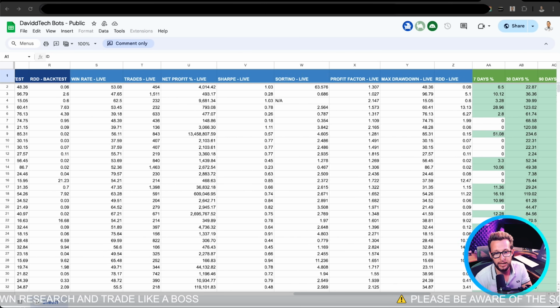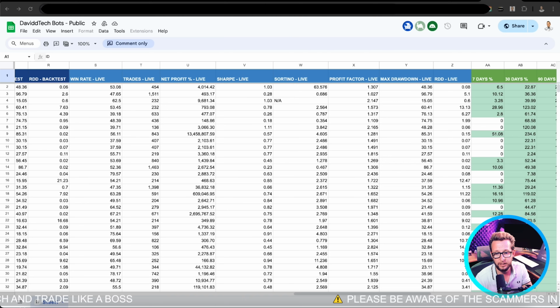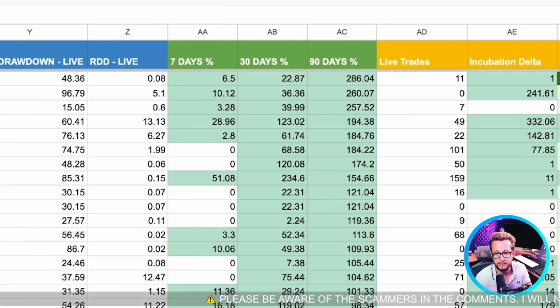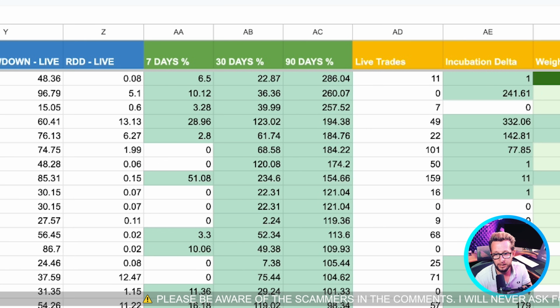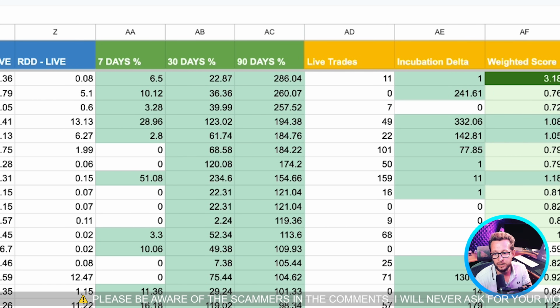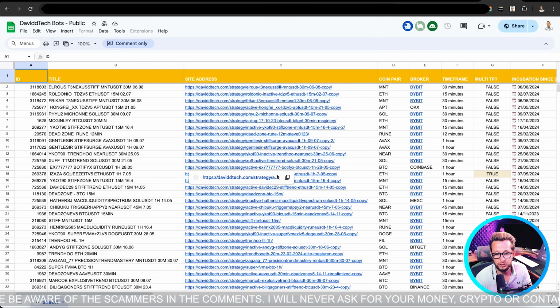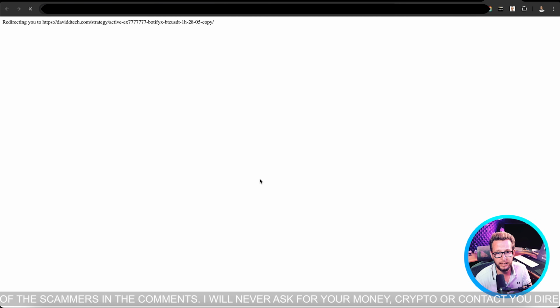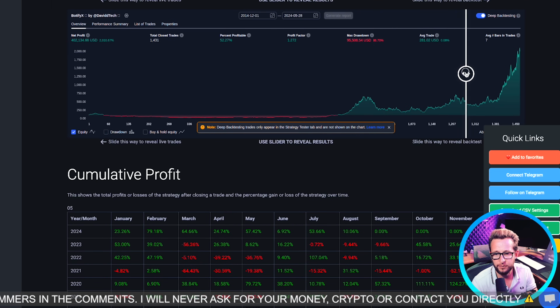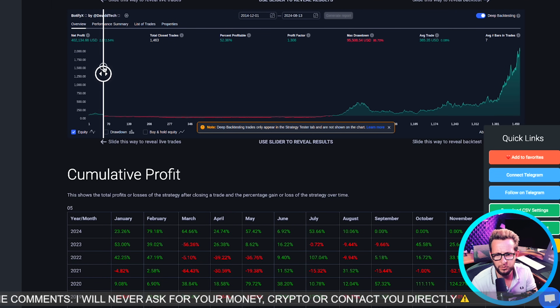Not only that, you get the forward testing results to be sure that the trading strategy is really working the way it should do. You get the last 7, 30 and 90 days of profit, number of trades, the incubation delta, and a load of other things. If there's a strategy that's interesting to you, you can just click away on this link and you'll be able to see the equity curve, not only on backtesting but on forward testing as well.